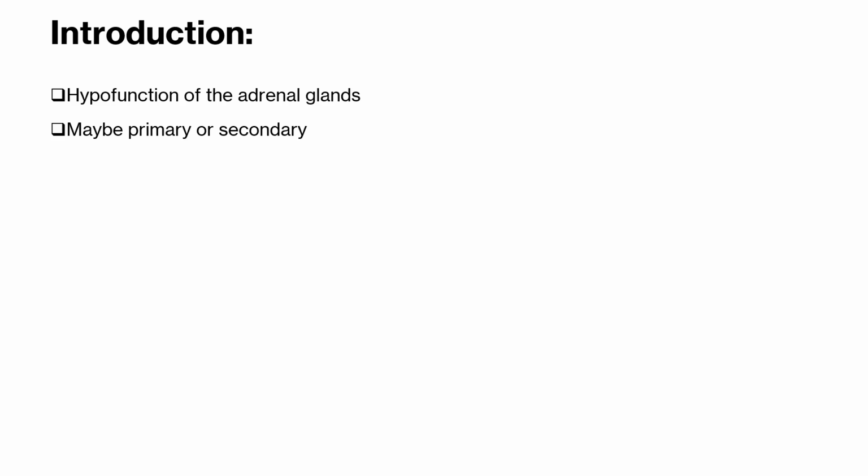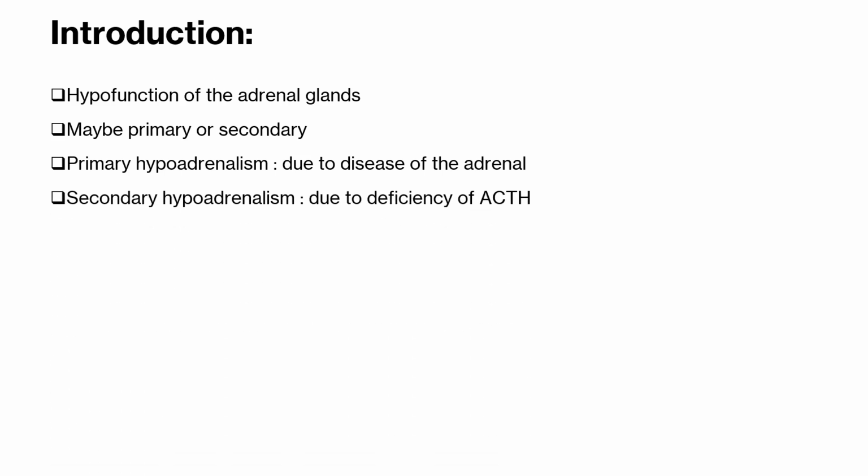First, we define what actual adrenocortical insufficiency is. Actually, that is the hypofunction of adrenal cortex that results in reduced production of the hormones from the adrenal cortex, and that can be primary or secondary. If it is primary hypoadrenalism, then that is due to the disease of the adrenal cortex, and if there is a deficiency of ACTH, then that results in secondary hypoadrenalism.